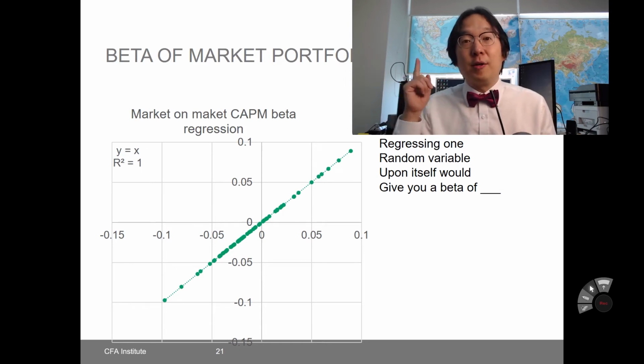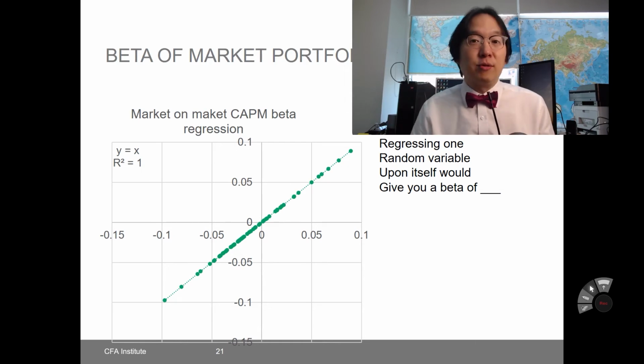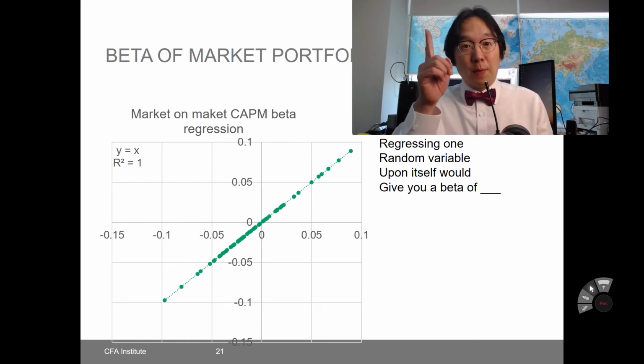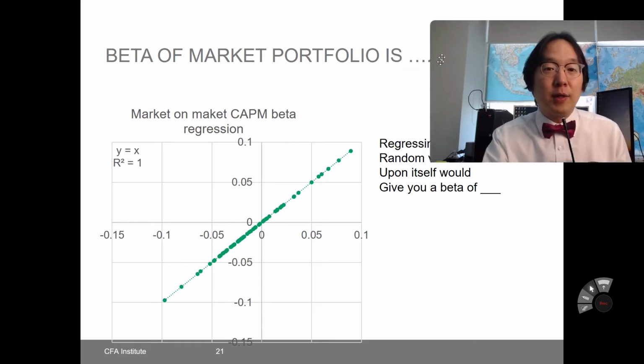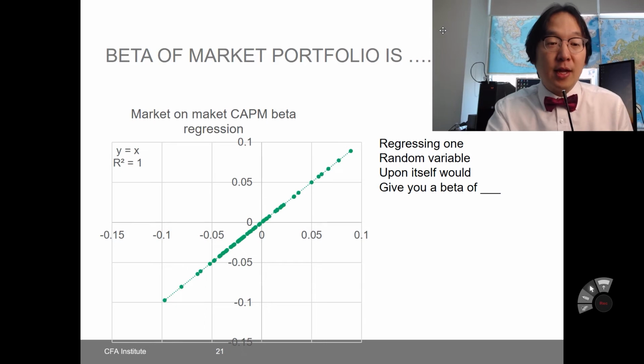No matter what kind of portfolio you choose, S&P 500 or KOSPI index or whatever index that you choose, right? Index return regressed upon itself will always be 1. So that's what we typically find as you see in this chart over here. Everything lines up nicely on this 45 degrees line.